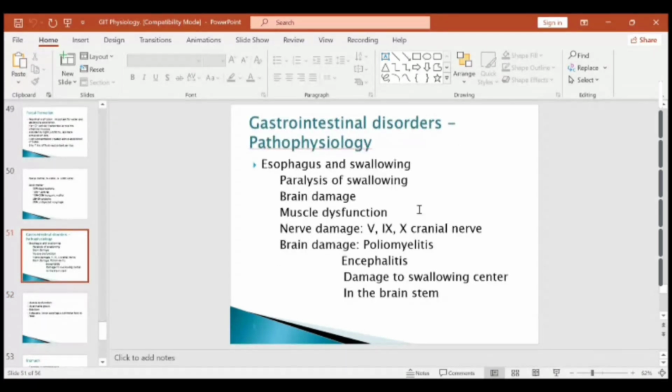Well, in summary, that is what the GIT is involved in. I know you could be feeling a little bit nauseated after we talk about the process of defecation, but that is the end of it, and this is where we end. So the next section is about disorders and pathophysiology. We'll do that one in the next semester.